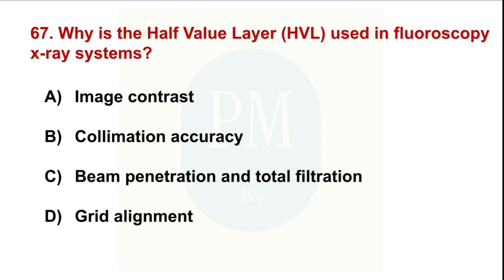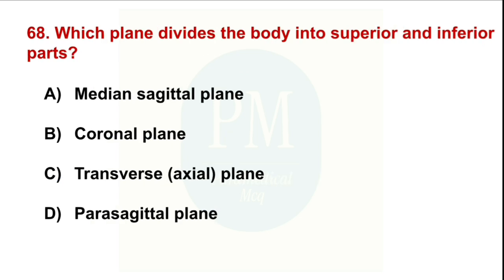Why is the half-value layer, HVL, used in fluoroscopy X-ray system? Option A, image contrast. Option B, collimation accuracy. Option C, beam penetration and total filtration. Option D, grid alignment. The correct option is option C, beam penetration and total filtration.